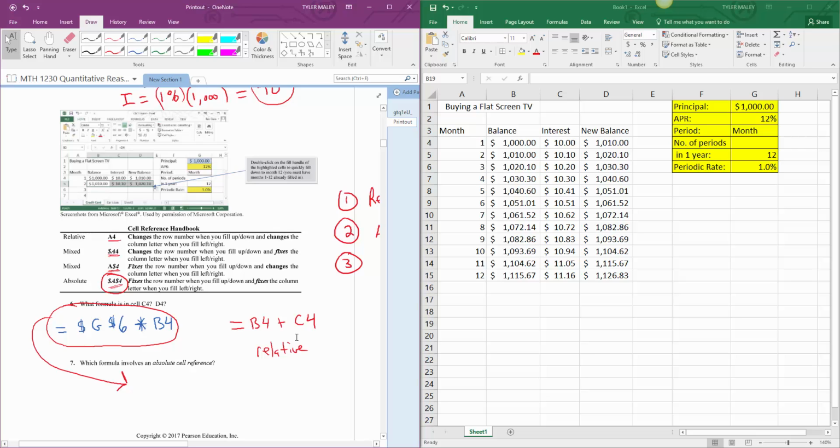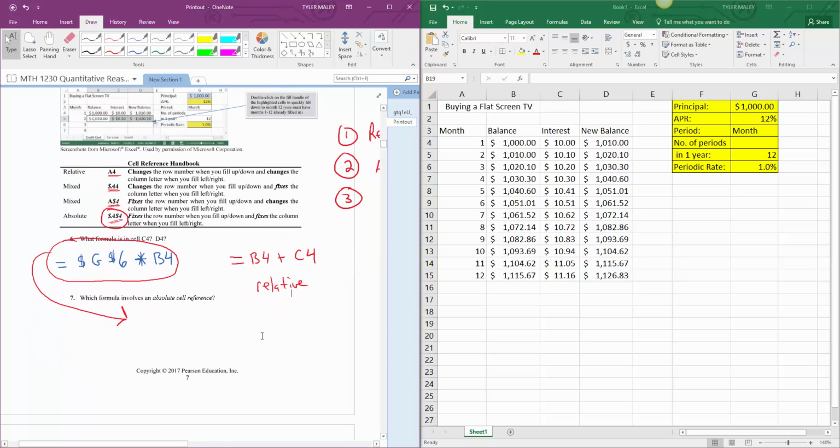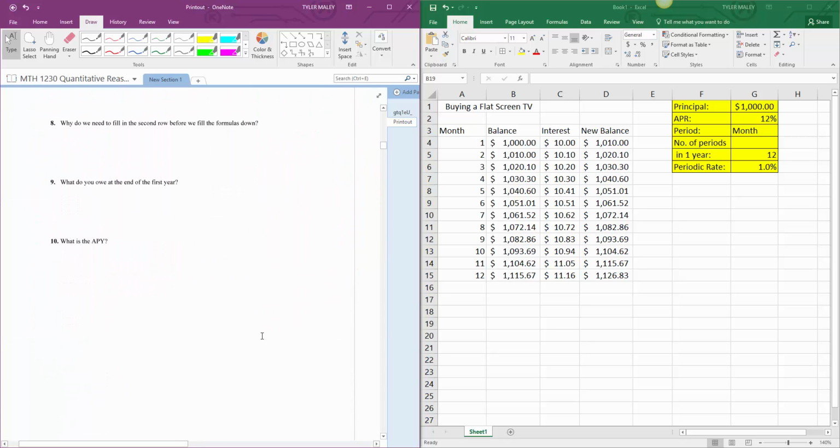If I flip the page to number 8, it asks, why do we need to fill in the second row before we fill down the formulas? Something you could write is we need to link the beginning of month 2 to the end of month 1, which are the same value.